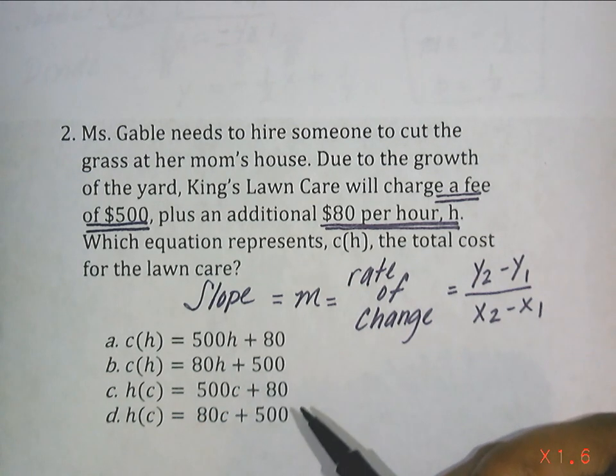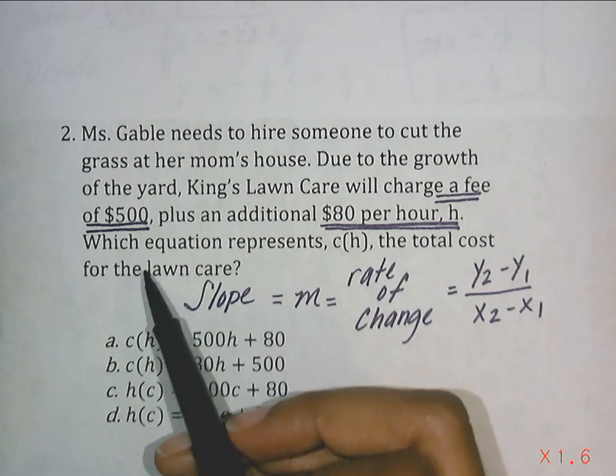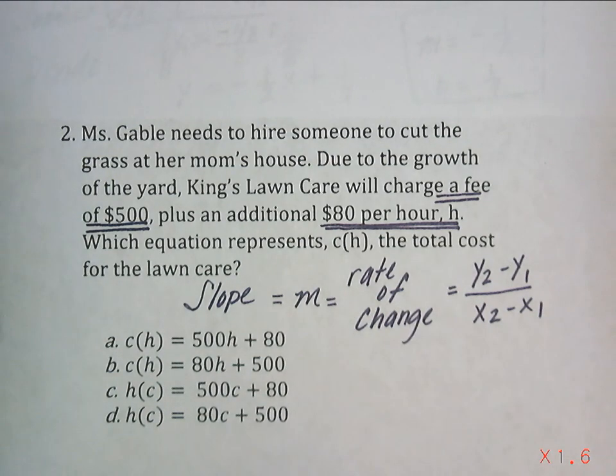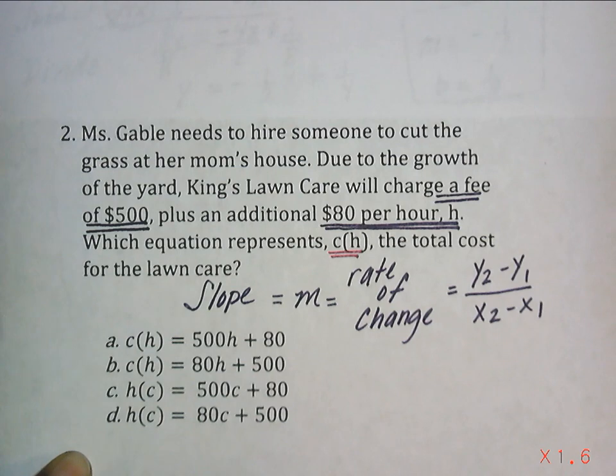Now, I didn't address it, but I should probably. This right here, you said which equation represents our cost, which is C of H. Well, if C of H is my cost, then I know no matter what, when I figure these things out, it ain't gonna be H of C. C and D is automatically gone. Okay, so let me go back to what we were doing.